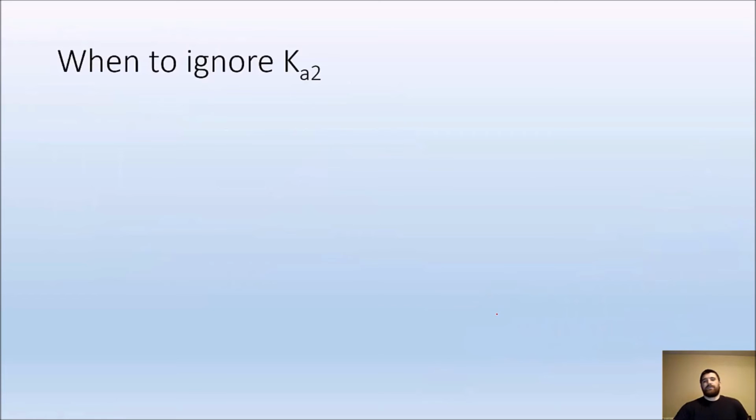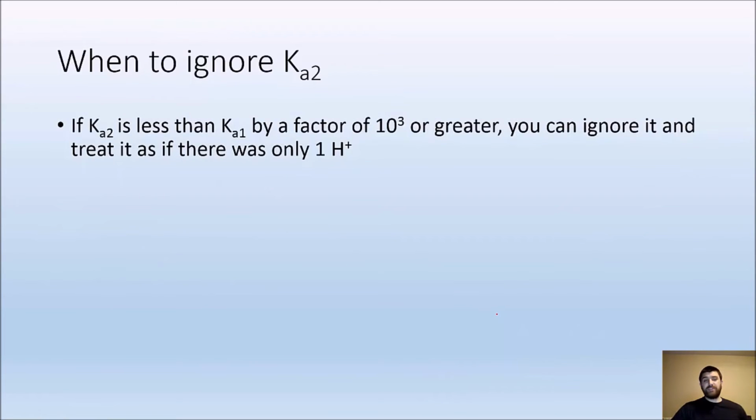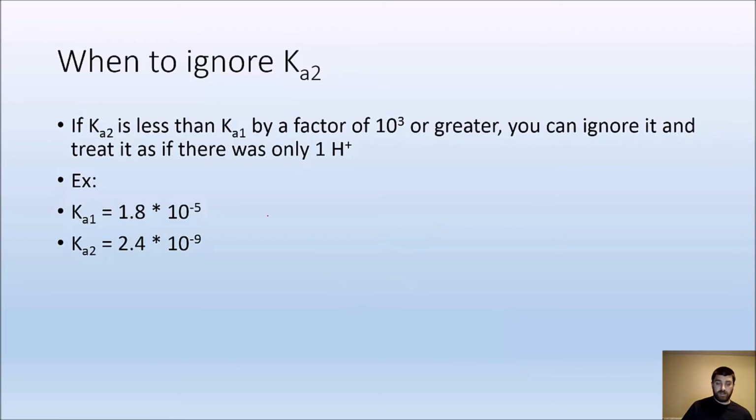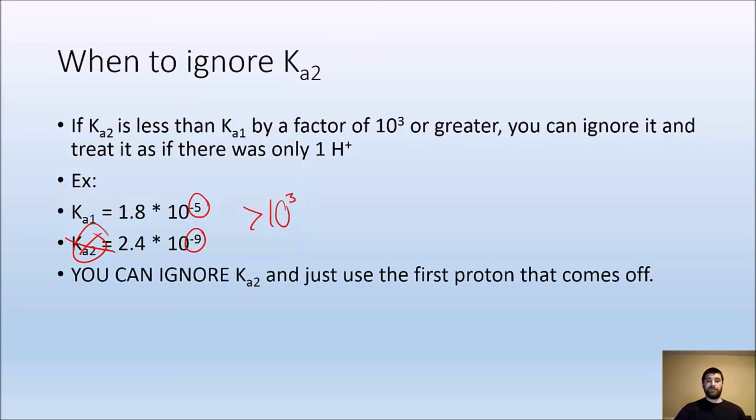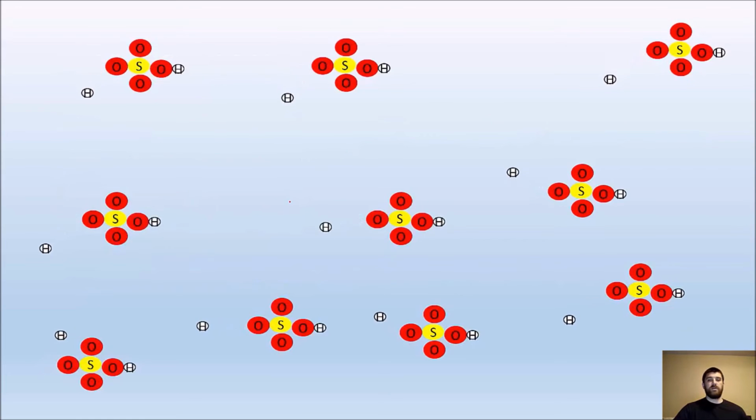So when can you ignore it? If Ka2 is less than Ka1 by a factor of 10 to the 3, or 1,000 times or greater, you can ignore it and treat it as if there was only one H+. You can ignore the fact that there's another one. Example: Ka1 is 1.8 times 10 to the minus 5. If you had a Ka2 of 2.4 times 10 to the minus 9, you can see right there, that's a difference of greater than 10 to the 3. So you can ignore this Ka2 and just treat it as if it was monoprotic. It just had one proton. So ignore Ka2 and just use the first proton that comes off.